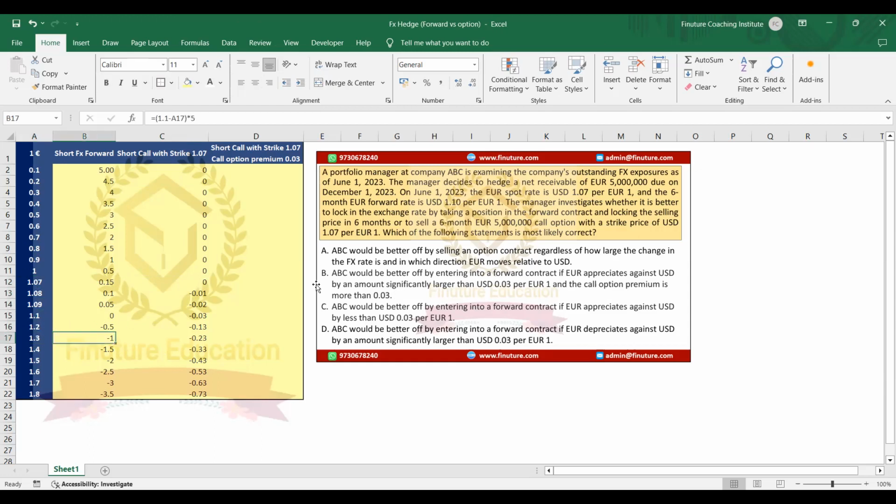If my euro is much larger than, so let's see, if the amount is significantly larger than 0.03 per euro and the call premium is 0.03. Let's try to evaluate this option over here. When we say my call has a premium of 0.03, let's just copy this formula and try adding a premium of 0.03. So let's put 0.03 in this. That's the premium that we suppose we are earning.